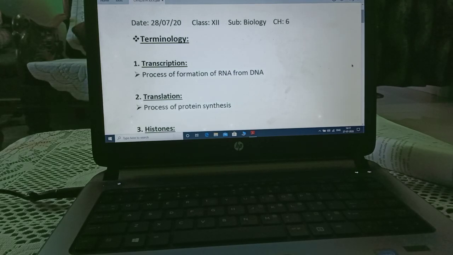Hi students, today we are starting our chapter number 6, that is molecular basis of inheritance. Actually this is the part of biotechnology. After that in unit 9 again 2 chapters will come related to biotechnology. So this is the first part of biotechnology and the chapter's name is molecular basis of inheritance.